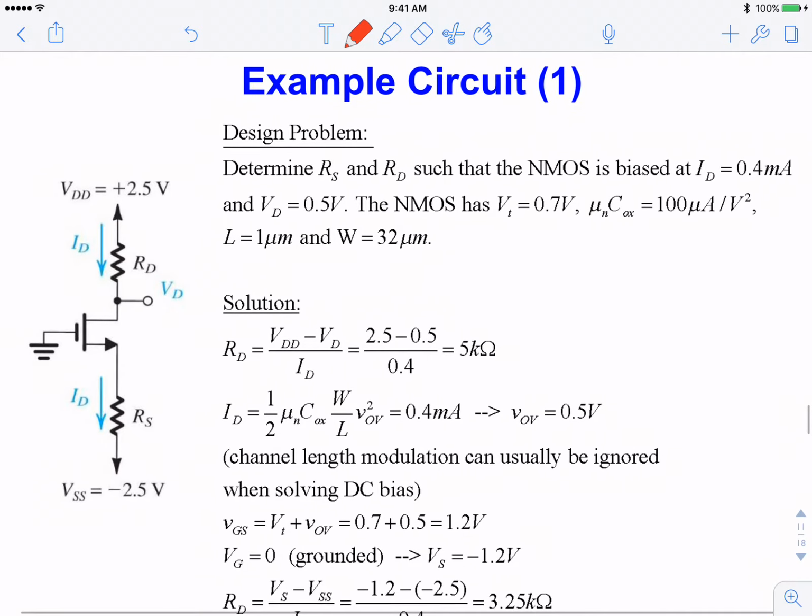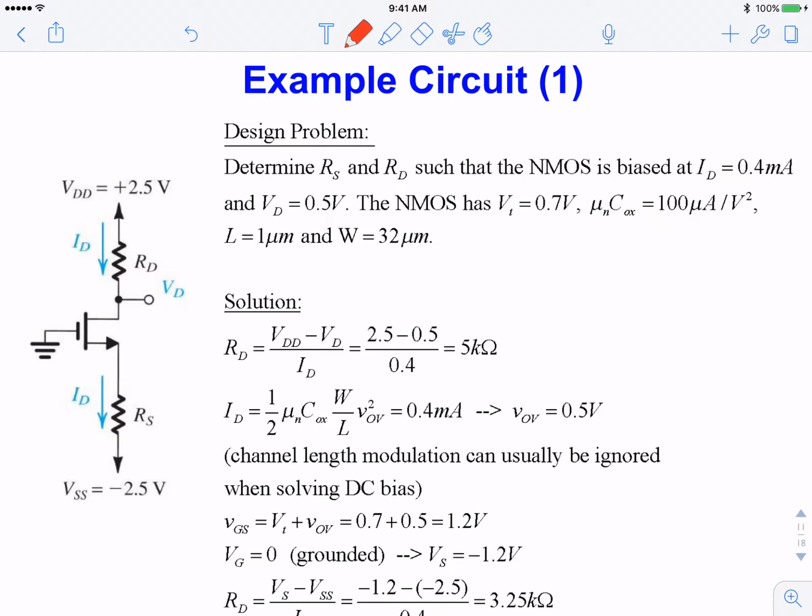All right. So here is a design example. You will have plenty of cases where you say, okay, let's design an amplifier, and I will use an NMOS. So here is an NMOS single transistor amplifier. And I want the transistor to be in saturation. And we say, okay, we want to operate at 0.4 milliamp. So this is a requirement.